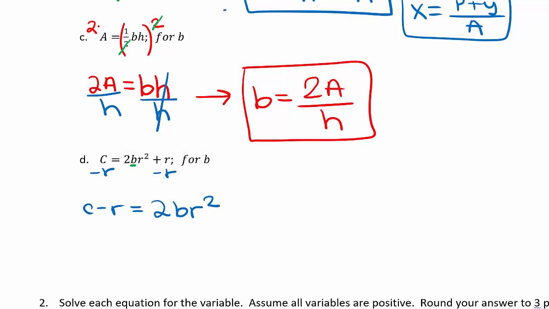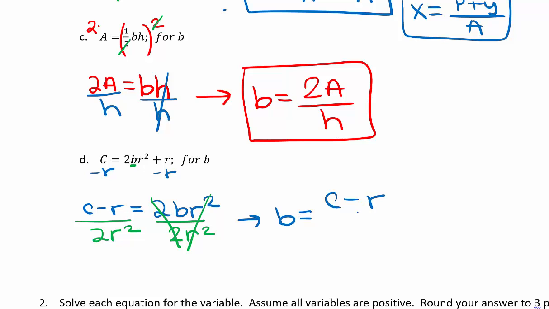Now to get the b by itself, I have to get rid of the 2 and the r squared, and both of those are being multiplied by b. So I actually can just divide by both of those things at the same time. I'm dividing by the 2, I'm dividing by the r squared, and then on the right-hand side, all I'm left with is the b. And so that's it. My final answer is b equals c minus r divided by 2r squared.